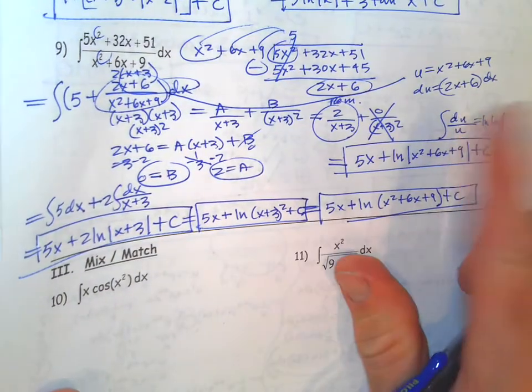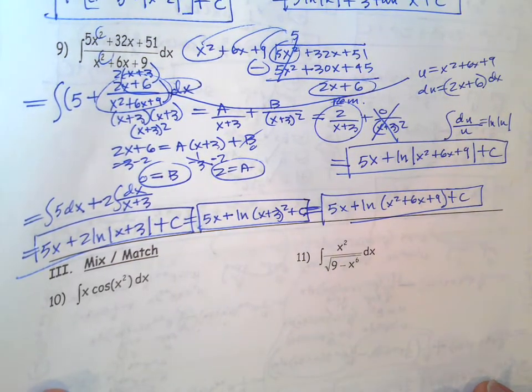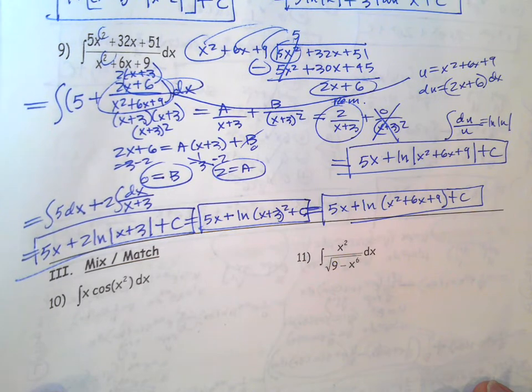But that was a little quicker. We didn't actually need partial fractions. U-substitution ended up working. We need to do long division for sure. Okay, these ones.